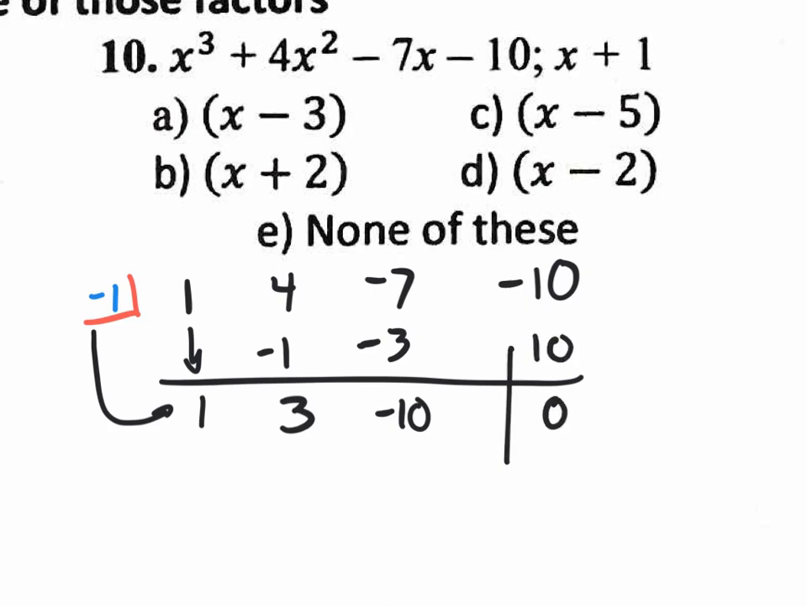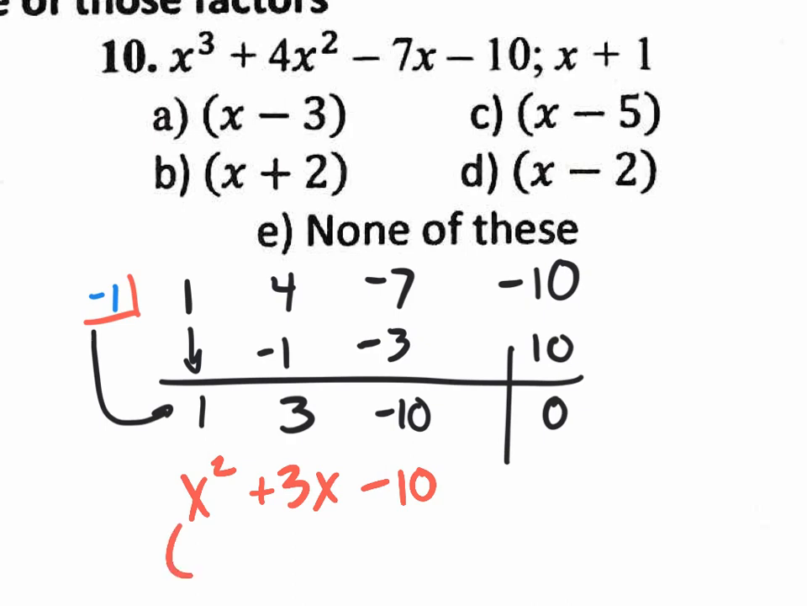Remainder 0, no surprise. Why? Because they gave us a factor. This is a factor, which means that when you divide it, you get 0 as a remainder. Anyway, let's write our depressed polynomial because there's a quadratic here already. X squared plus 3x minus 10.